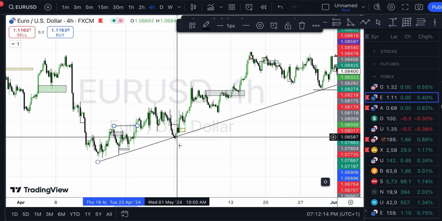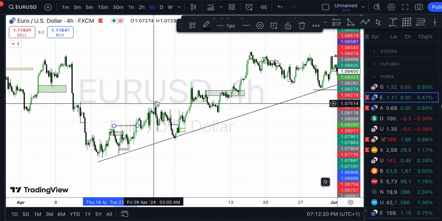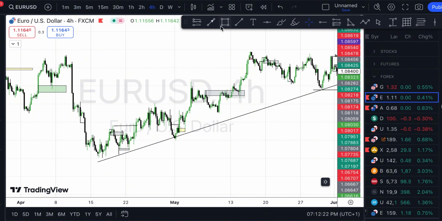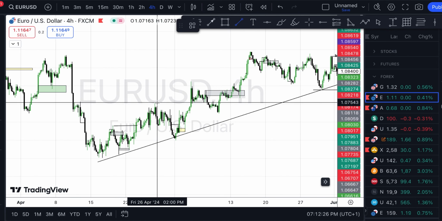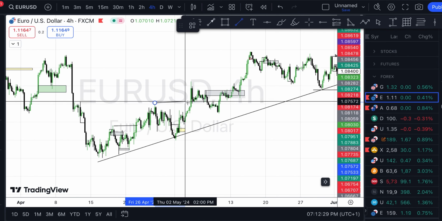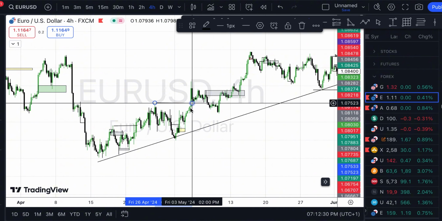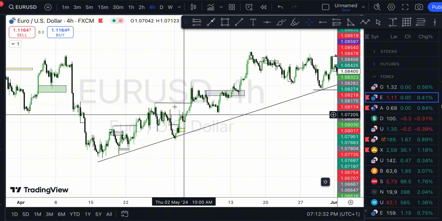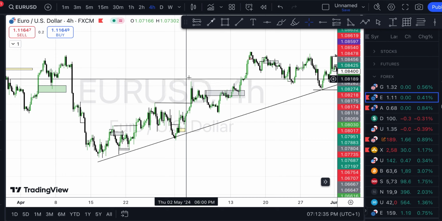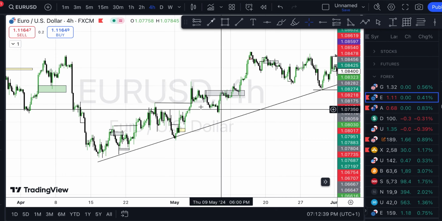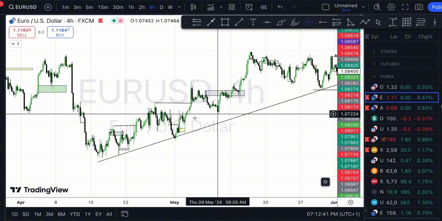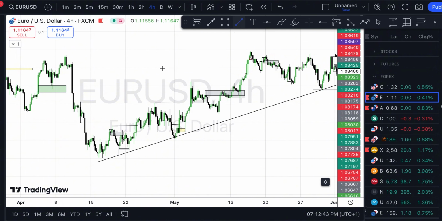Price came back and formed a higher low. It went up and broke this high. This was the previous high that was created. Like I said, when price keeps breaking the previous high, it means we are in an uptrend. Price broke this high, which gives us an indication that we are still in an uptrend. You can see our price retraced back and still broke this high again.